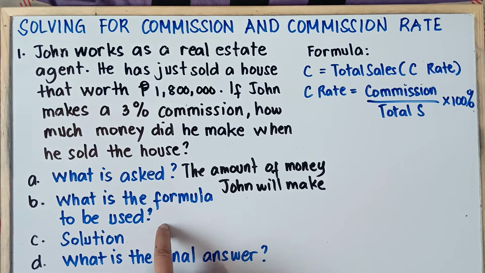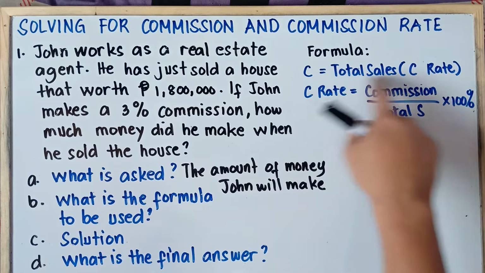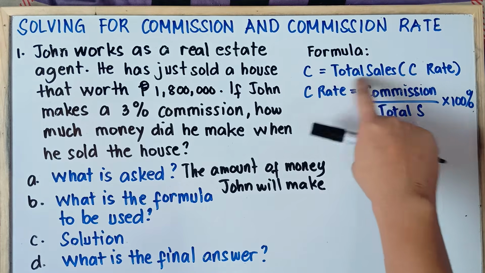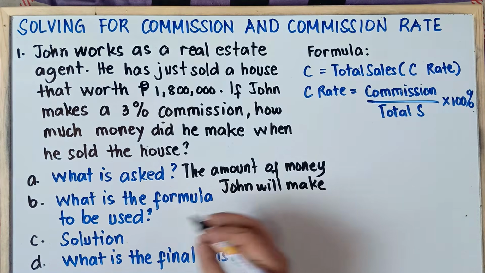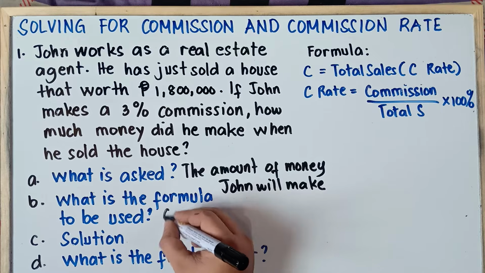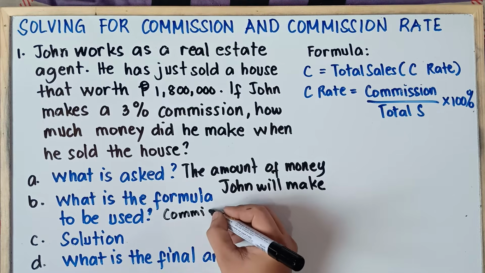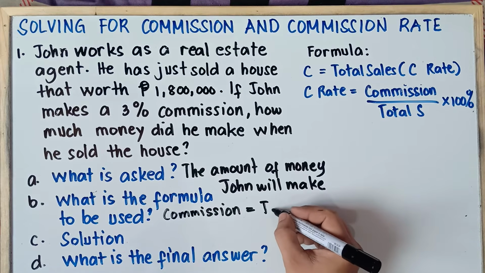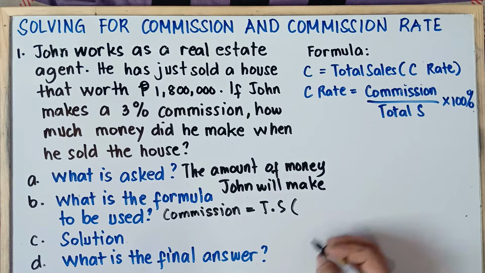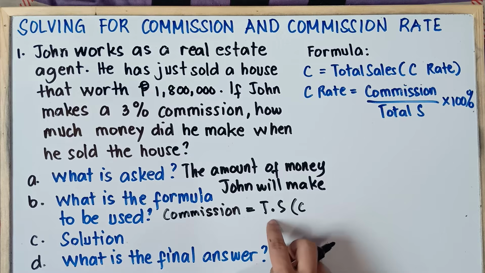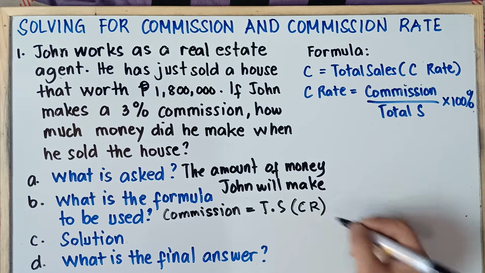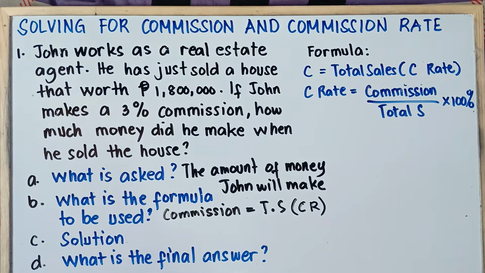And what is the formula to be used? So the formula to be used, we have this formula to get the commission. We're told to find the commission. So the commission is equal to the total sales multiplied by the commission rate. So the formula is C, or commission, is equal to total sales. I will just write TS, class, total sales multiplied by the commission rate. Now in your end, class, just write the whole words, total sales multiplied by the commission rate. I will just write CR, commission rate, since we don't have enough space for our solution.